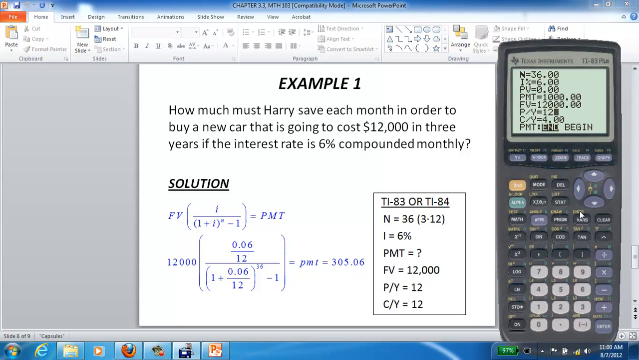P/y, C/y will be 12, because the problem says clearly save each month, and as we mentioned before, the two quantities will be the same. So the unknown in this case will be the payment. Alpha, enter. So the answer is $305.06. That means he has to save $305 and 6 cents every month in order, after 3 years, to accumulate $12,000 in order to buy a car.